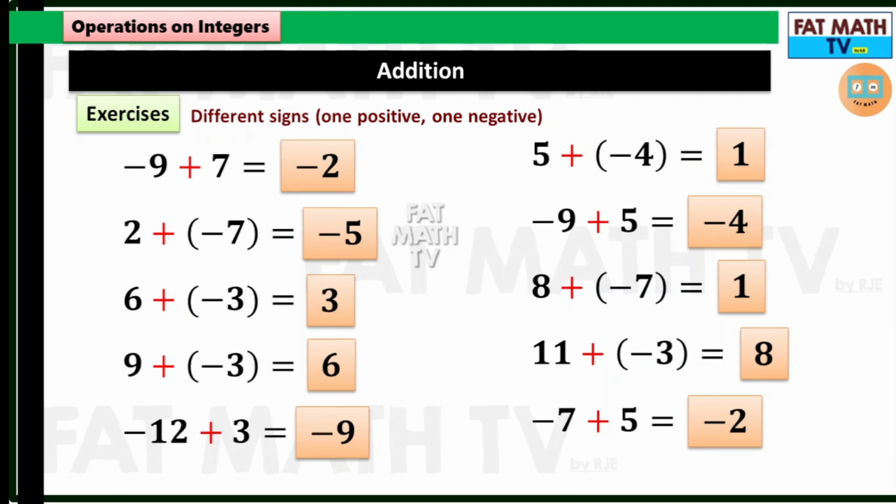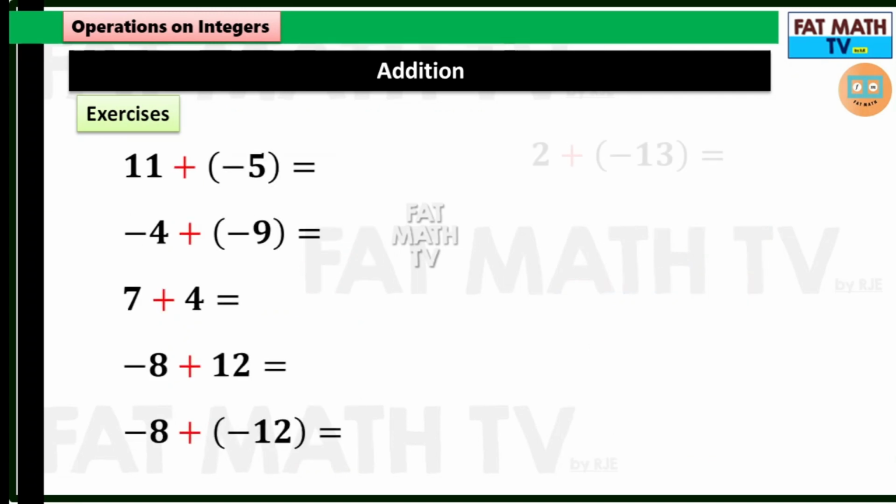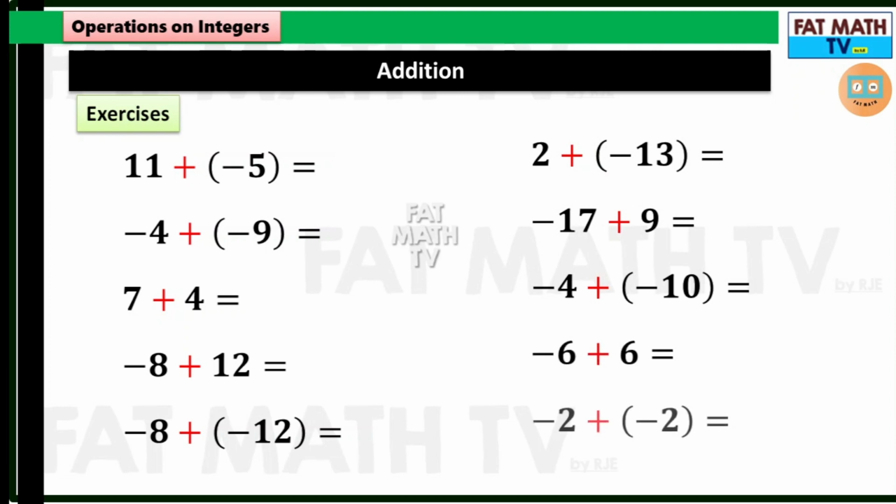If you got 10 here, then very good. Okay, we have here another set of exercises wherein we have one positive and one negative, or both negative or both positive. So if you're adding integers with the same sign, add the absolute values and copy the sign. If you're adding integers with different signs, subtract the absolute values and copy the sign of the number which has a greater absolute value.